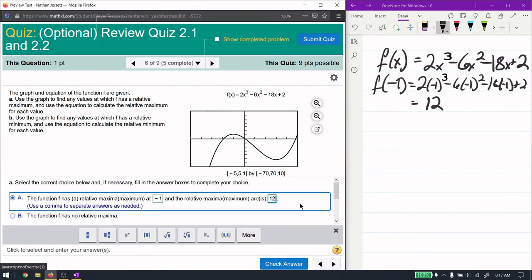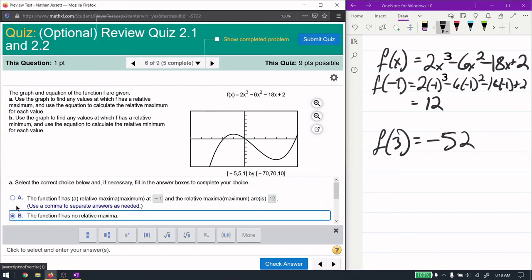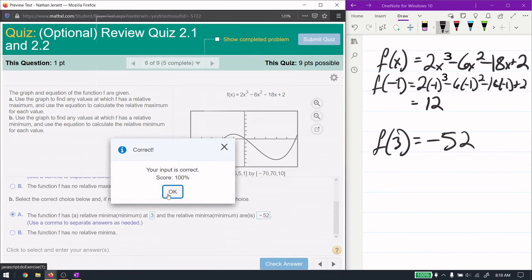The same thing is true for the second one. If you plug 3 into the function and do all the calculations, you're going to get -52. So it's just below that line there. So I guess for these type of things, you just try to find where the x values are, and then plug them into the function here, and that'll give you your correct y values.